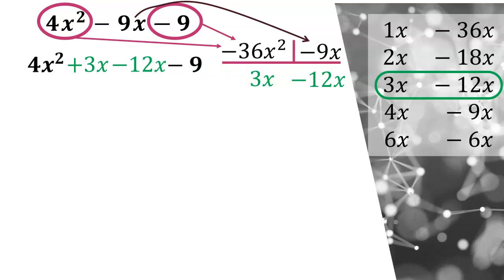Now the order of these middle 2 numbers that I have in green here does not matter. You get the same result if we wrote down minus 12x plus 3x. Okay, so that doesn't matter. There is a reason why I wrote it like this, though. You'll see why in a second.